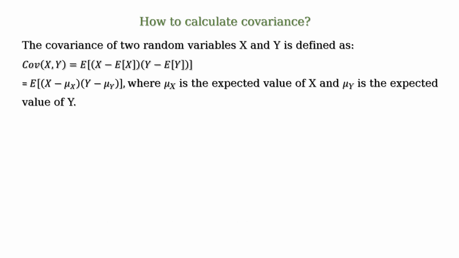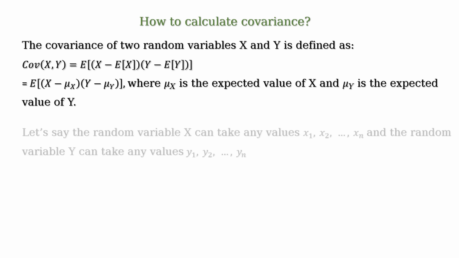The covariance of two random variables x and y is defined as covariance xy is equal to expectation of x minus expectation of x into y minus expectation of y. That is equal to expectation of x minus mu x into y minus mu y, where mu x is the expected value of x and mu y is the expected value of y.